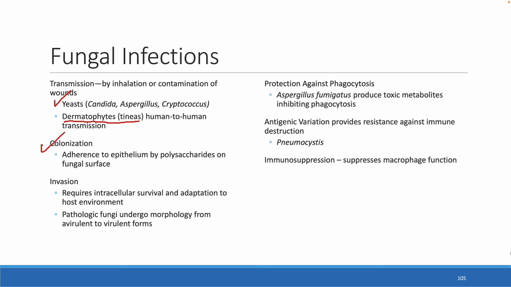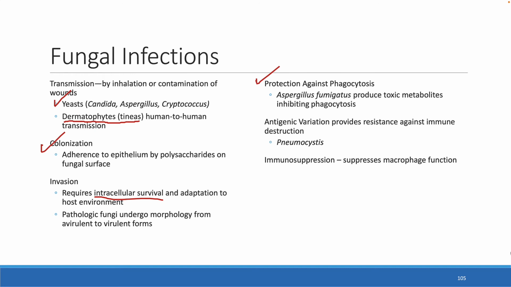Colonization happens by adherence to the epithelium by these sugars that are on the fungal surface. They actually stick to the epithelial surface, and that's how the colonization happens. Invasion then requires some intracellular survival and adaptation to the host environment.